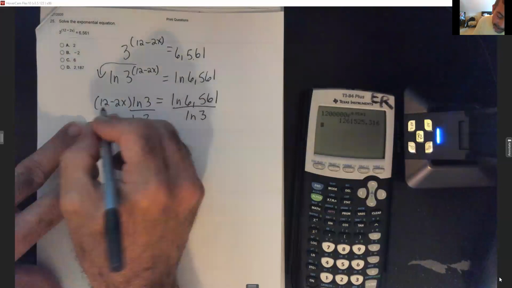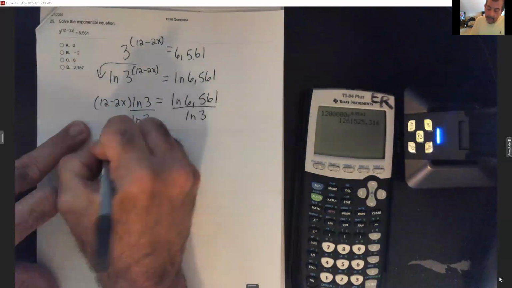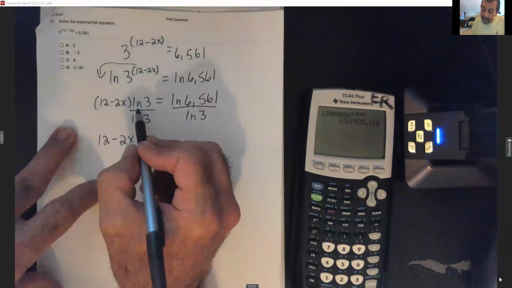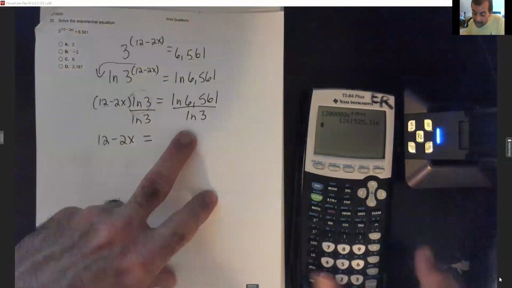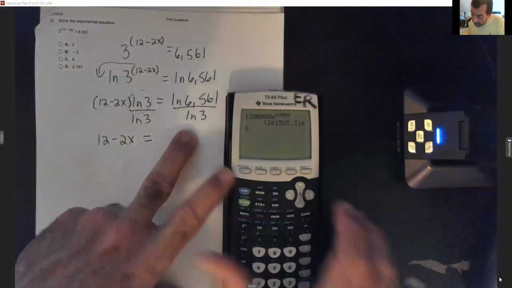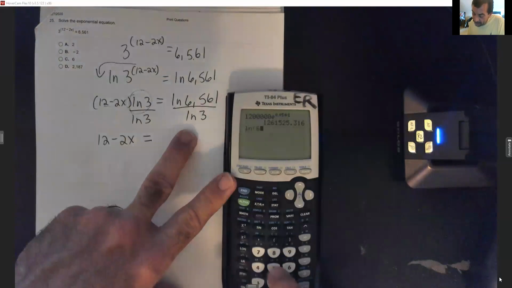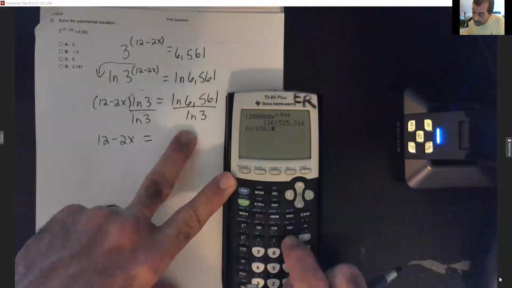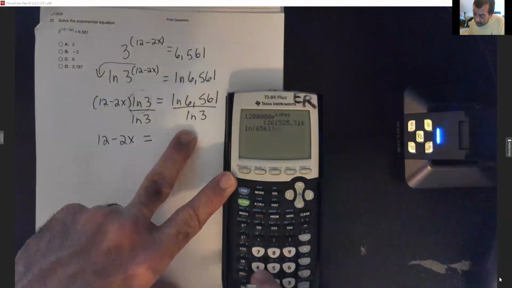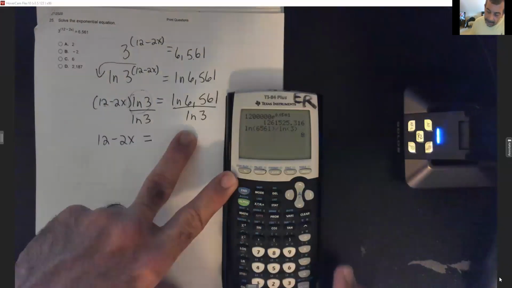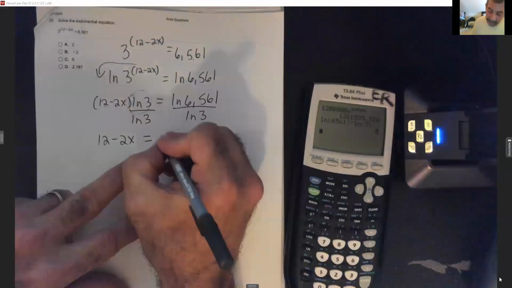You got 12 minus 2x. Now I don't need parentheses because I got rid of this ln 3 factor. But let's see what this side gives you. ln of 6,561, close parentheses, divided by ln of 3, close parentheses, equals 8. So that whole thing gave me an 8.